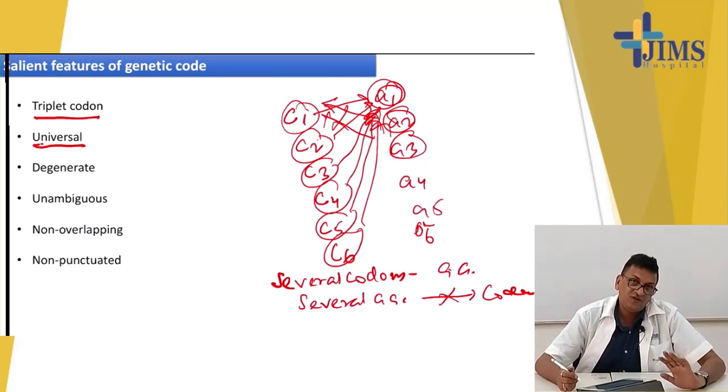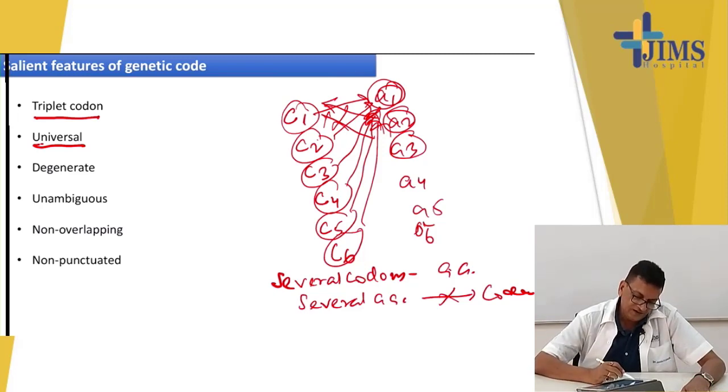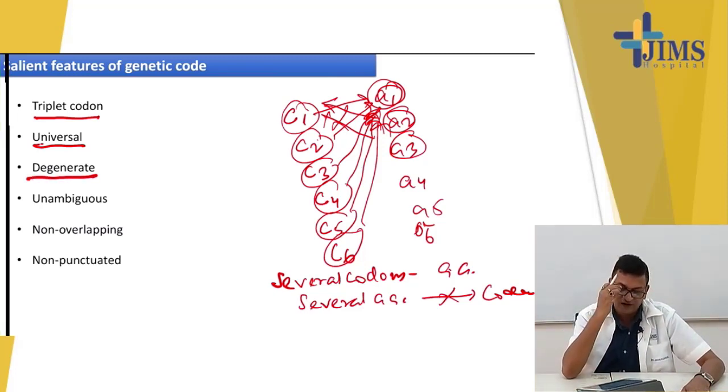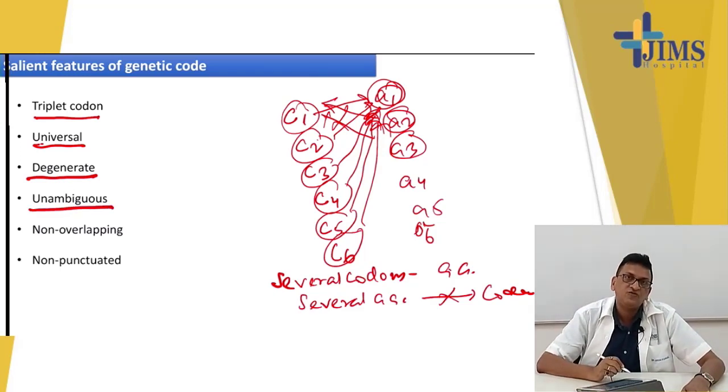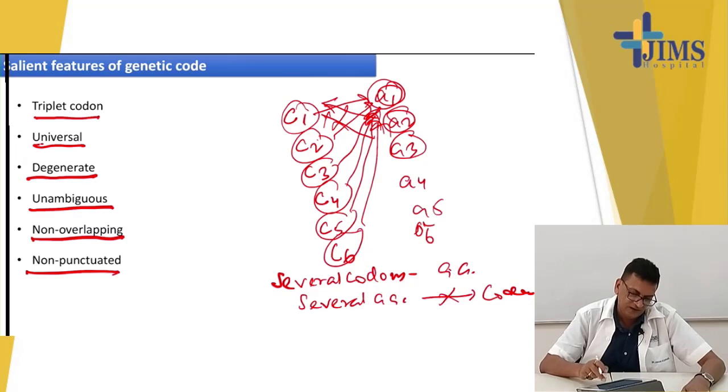No, it is universal. The third part is degeneracy, because there are several codons coding for one amino acid. So there comes a degeneracy. Then unambiguous, it's also unambiguous. Then non-overlapping, no punctuation. So these are the characteristic features of genetic codes which are coding for amino acids. We will see these properties one by one.